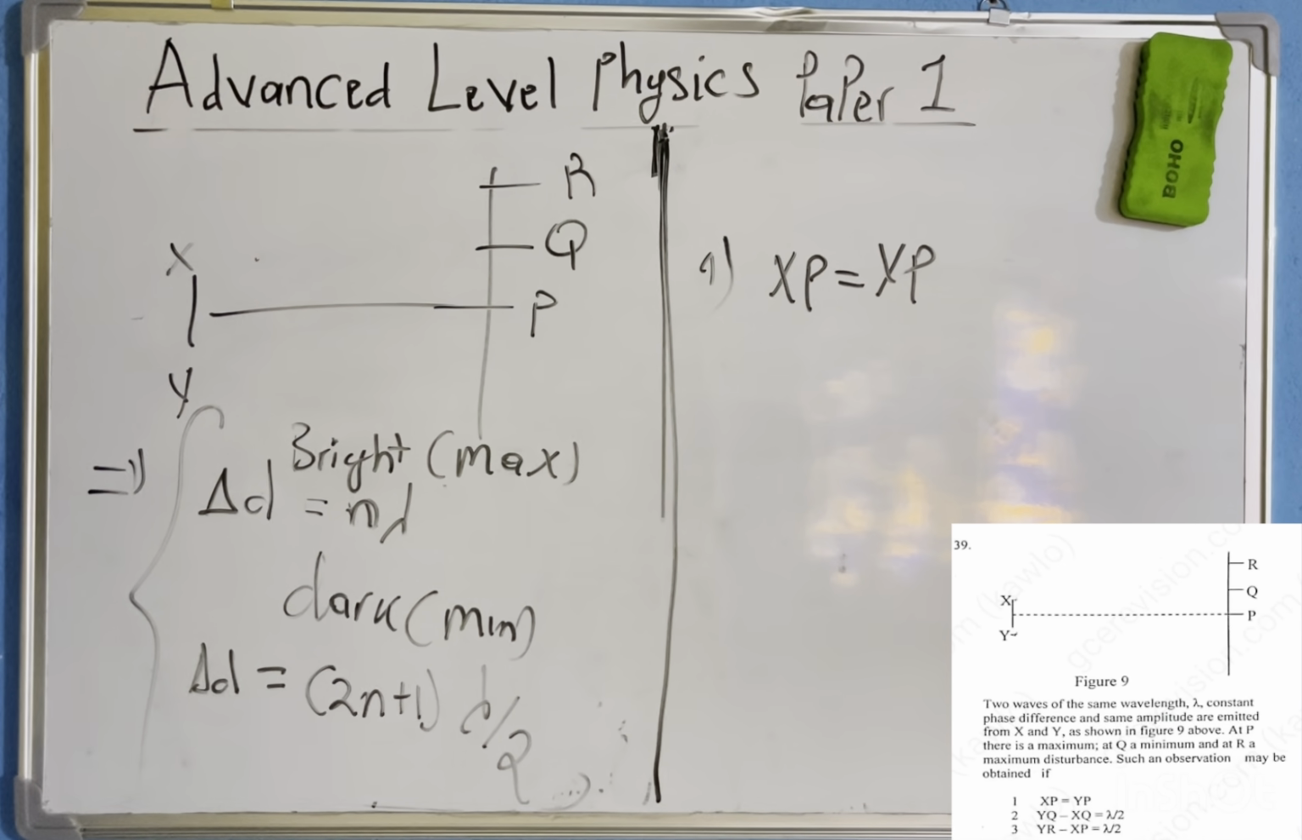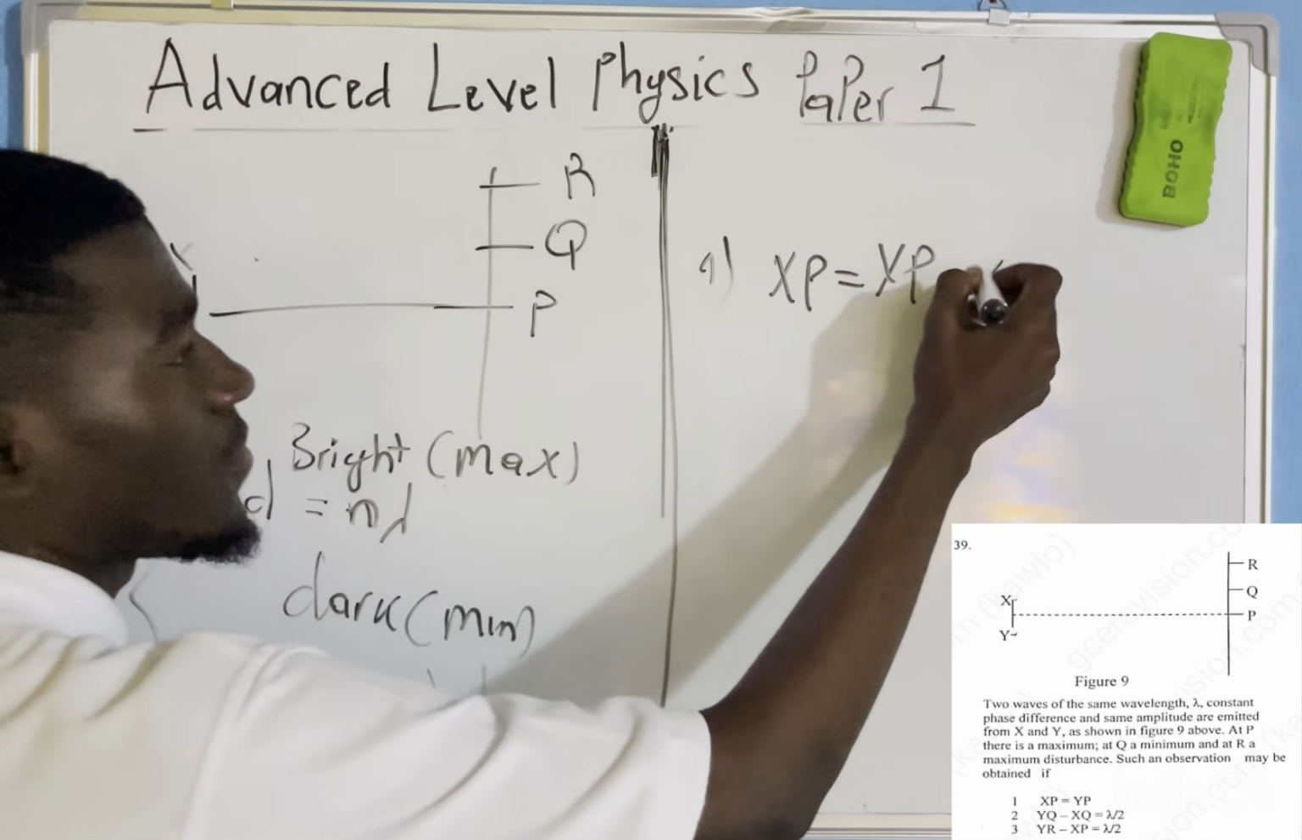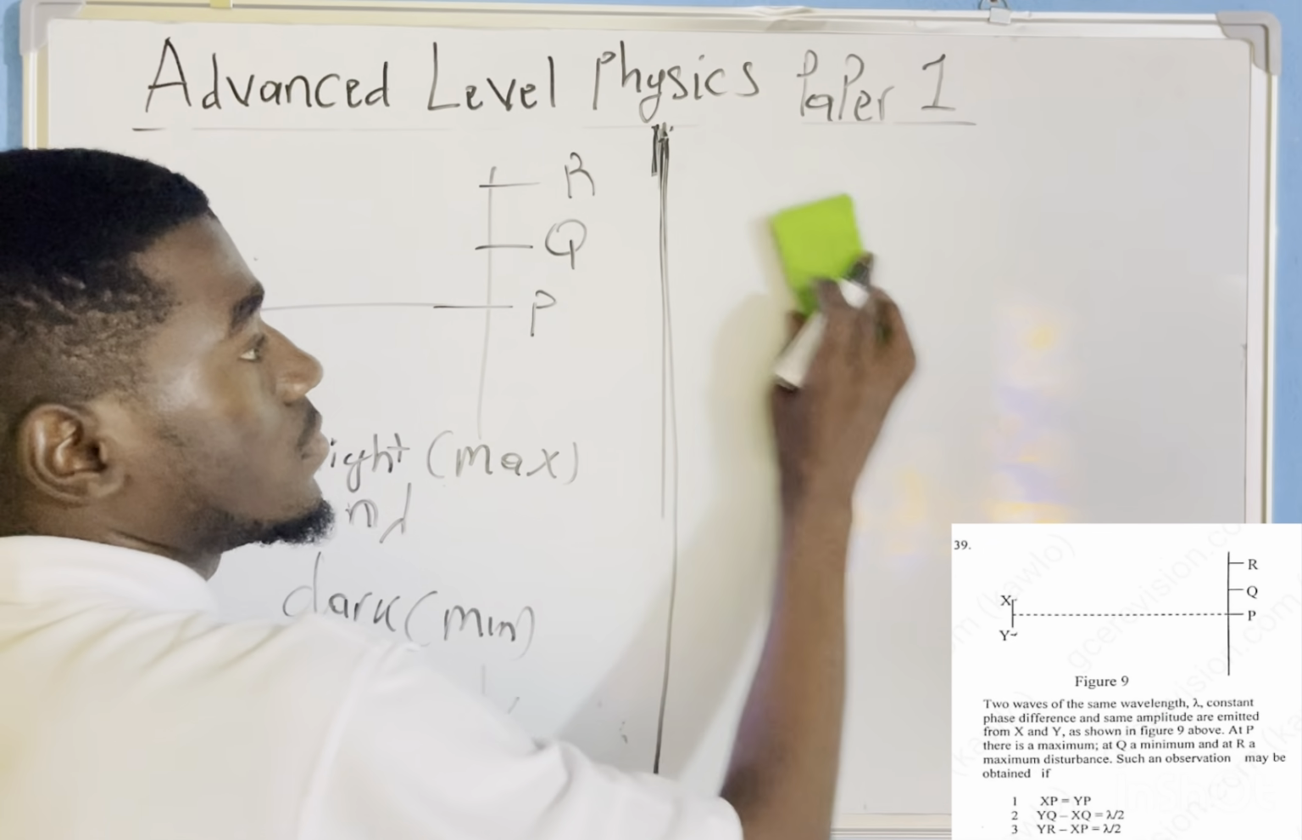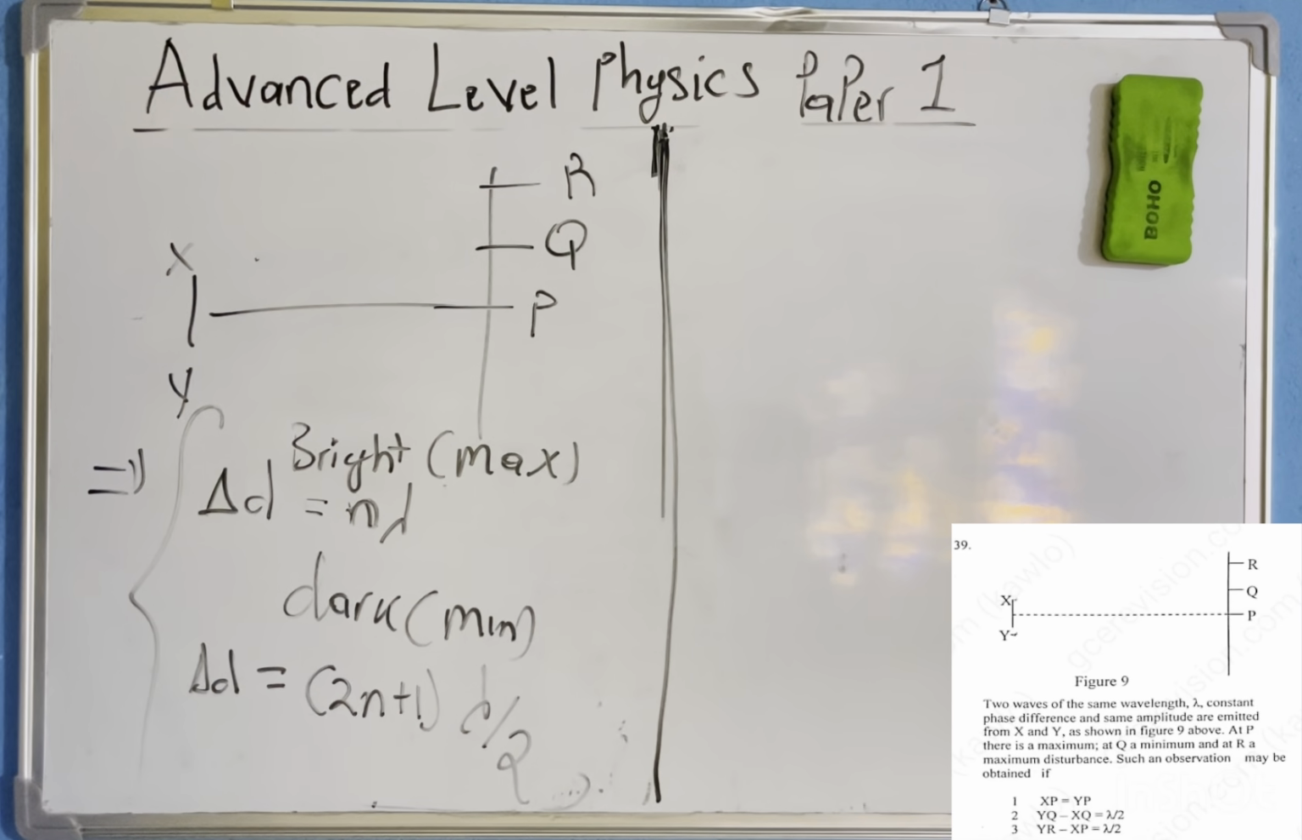Such an observation may be obtained if XP is already wrong. First of all, they are showing that the path difference here is already 0. It's wrong. We cannot observe interference, we cannot observe a succession of bright and dark regions, if the path difference is 0.